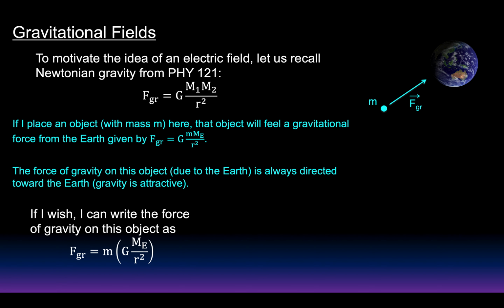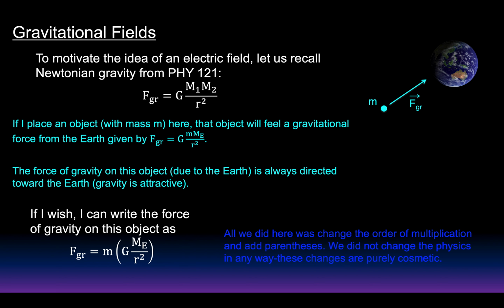If I want to, I could take this force of gravity equation and rearrange the terms so it looks something like this. Now, it might not be obvious right now, why would we do this? And I'm going to say we're not changing anything fundamentally. These changes are just cosmetic. We are only changing the order of multiplication. We're adding some parentheses. But it turns out there will be a useful reason why we might want to look at the force of gravity on the small object in this manner.